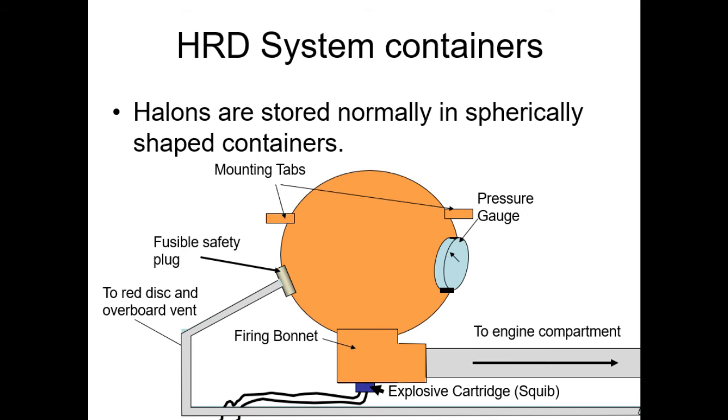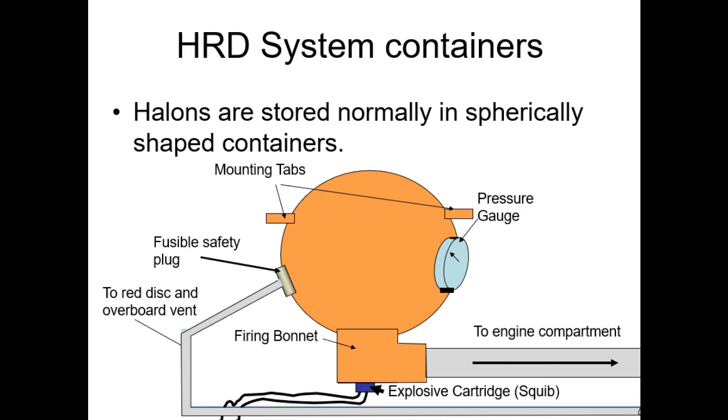So if you look at this HRD system container, we have our mounting tabs where we mount to the airframe, a pressure gauge to give us an idea of the internal pressure. We have a fusible safety plug in the case of overheating, and you can see we have a line venting to the red disc and the overboard vent. And we'll talk about this a little bit more later.